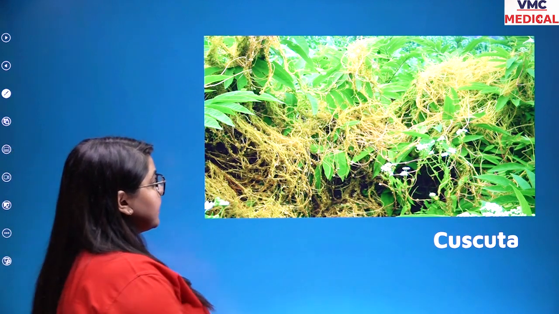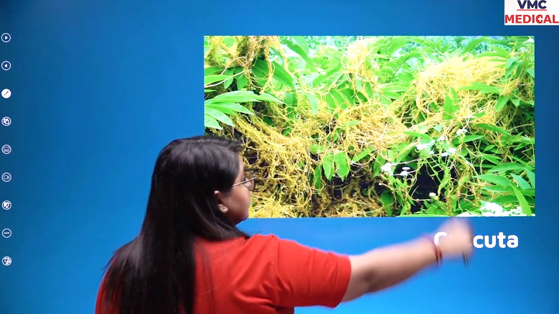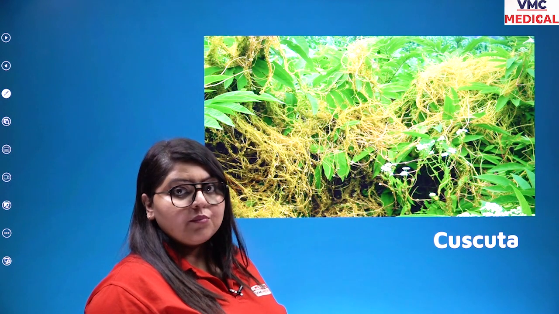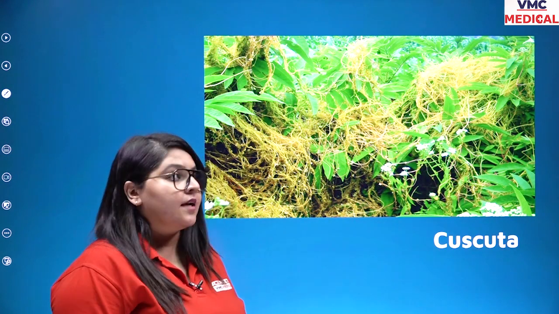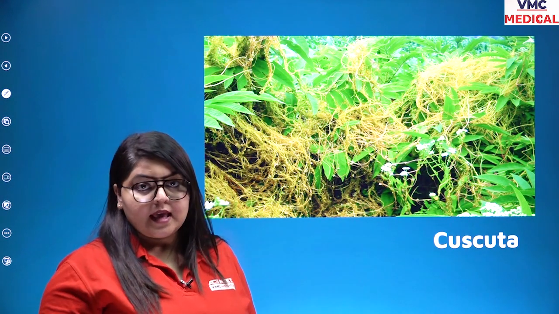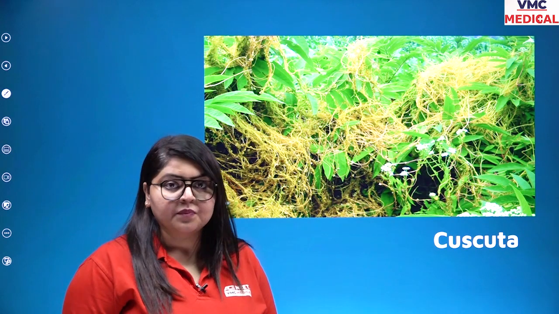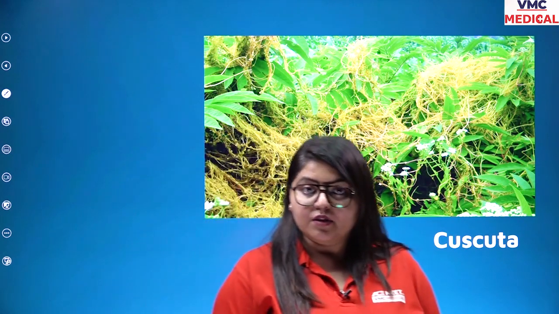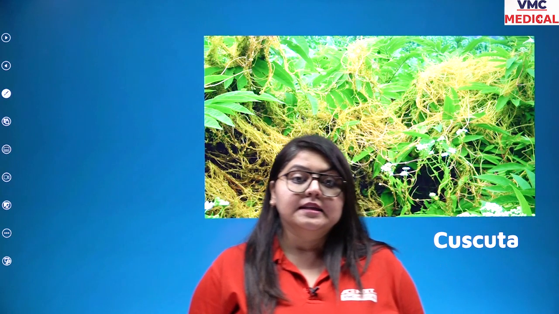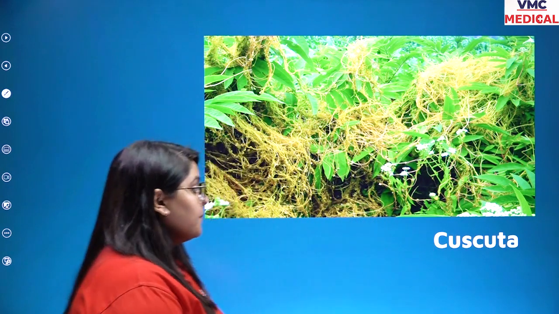Then this is cuscuta, the wiry portion which you can see. This is a plant again, but this is parasitic. They derive nutrition from other autotrophic plants, right? But these are what? These are parasites. Clear?